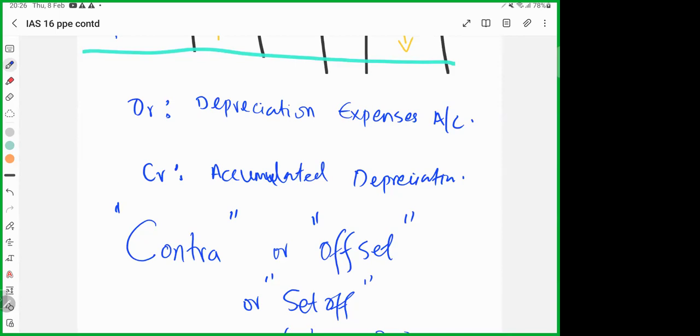You understand me? The real meaning of contra is netting off between both sides. So depreciation can't have that function. I see. So fine, this is the double entry.